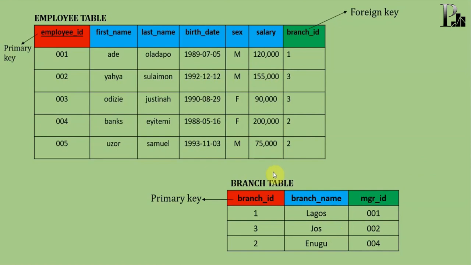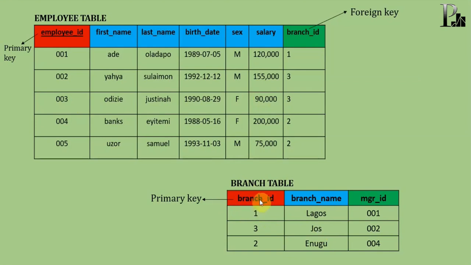Now why would they call all these relational databases? Because they have relationships. For example, if you just say the employee ID 001, who is Ade Oladapo, born in this particular year, male, and earns this much salary, if they work at branch ID number 1, it means they work at Lagos. This person with the employee ID 003, Dizzy Justina, with all these other details, if they work at branch ID number 3, that means they work in Jos.